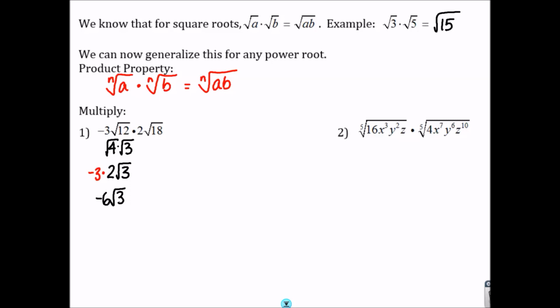When I simplify square root of 18, I'm going to use 9 and 2 because 9 is a perfect square. Square root of 9 is 3. Then I need to remember to bring down the 2 that was out front. So 2 square root of 18 simplifies to 6 square root of 2. Now, I need to multiply these two together. So I multiply the coefficients, which gives me negative 36, and then I multiply the radicands and end up with negative 36 square root of 6 as my final answer.